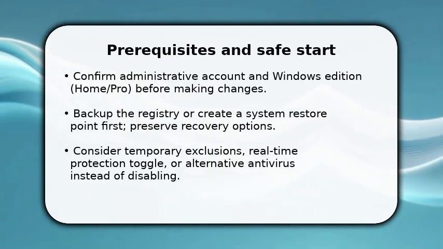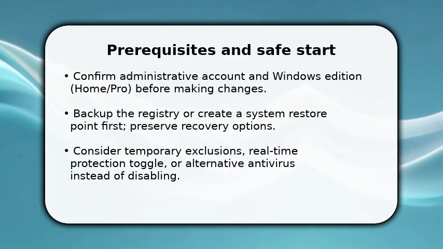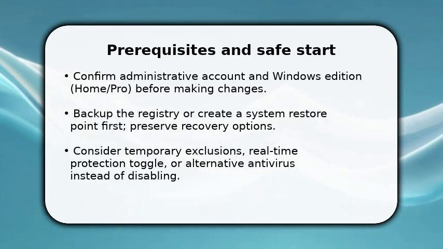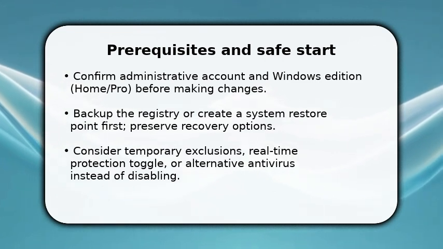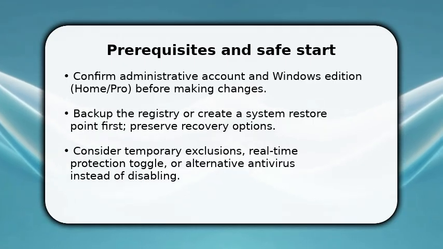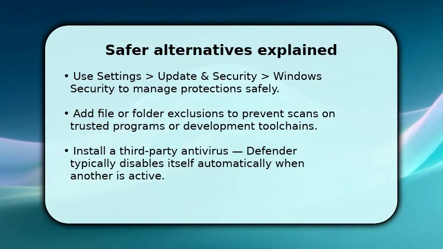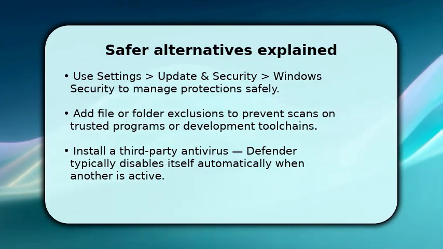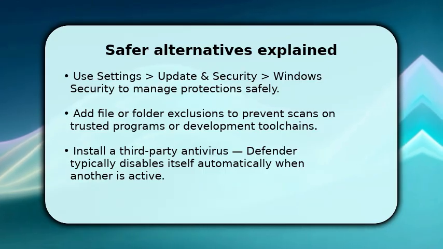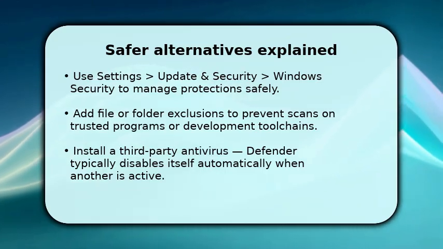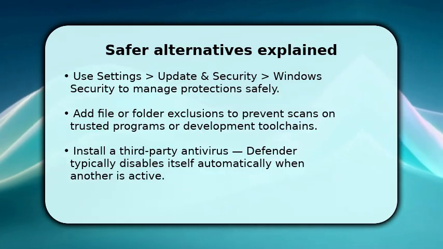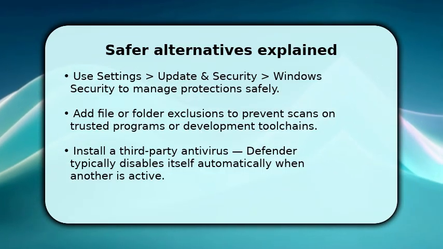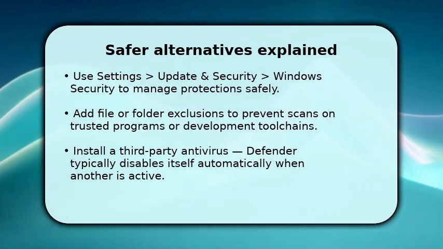Add exclusions for specific apps, toggle real-time protection briefly from settings, or install a reputable third-party antivirus that automatically manages Defender. You can achieve your goals without registry edits by using built-in or supported methods. For example, add exclusions for development toolchains or trusted executables so Defender won't interfere, and that preserves system protections. If you need Defender off long-term, install a reputable third-party antivirus. Windows will hand off protection automatically and keep the system secure.